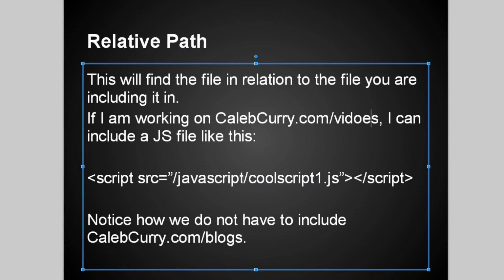As well as this, we may change our domain name to awesome.com. Well, now this is going to work because it's a relative path. Basically, it looks relative to this. But if we had an absolute path, we'd have to change this entire source because it would no longer be calebcurry.com. It would be awesome.com.